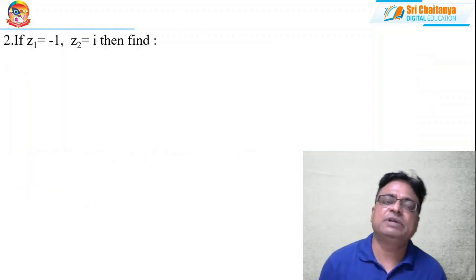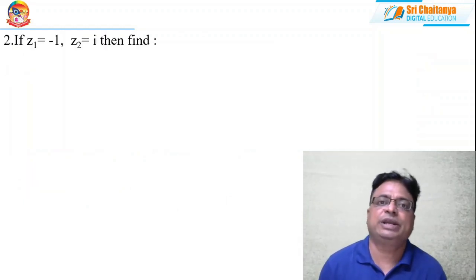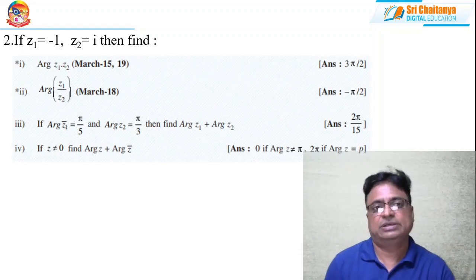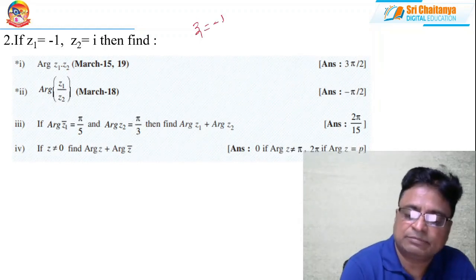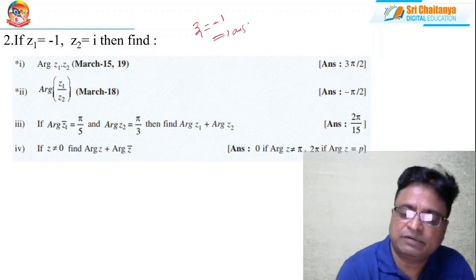Now, my friends, coming to the second question. If z1 is equal to minus 1 and z2 is equal to i, then find these things. So what is given for you? z1 is equal to minus 1. So argument of z1 is equal to argument of minus 1.